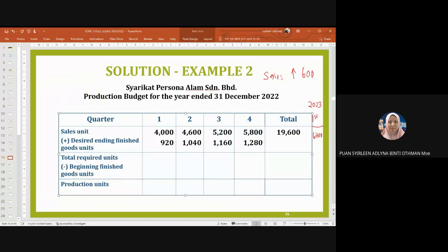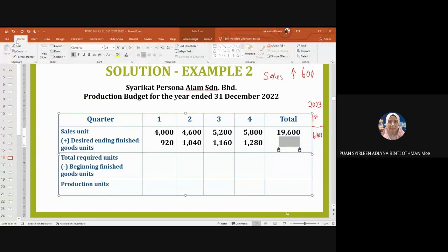I need to isi ruangan ini untuk ending inventory. So ending inventory unit adalah nilai di kuarter 4.